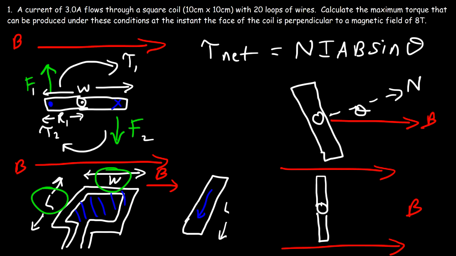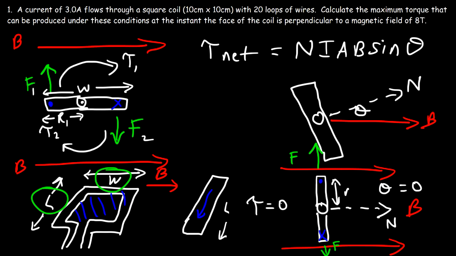At this point, we still have a current coming out of the page here and a current going into the page. Notice that the forces are anti-parallel. And also, the force is parallel to the lever arm, which means it creates no torque. And notice that the normal line is now parallel to the magnetic field, which means the angle between the normal line and the magnetic field is zero. So when that happens, sine theta is zero, and so there's not going to be any torque produced when the coil is oriented like this.